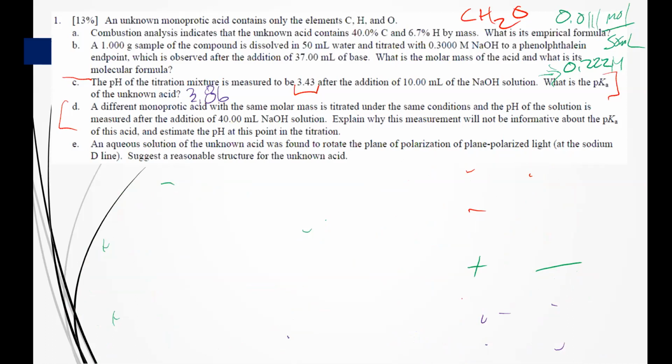So if we do the same conditions, how many milliliters will it take to be titrated? If you have the same molar mass, you put the same amount of material in, and they're both monoprotic acids, how many milliliters of that NaOH will it take? What do you guys think?